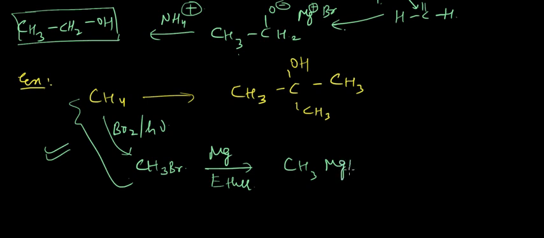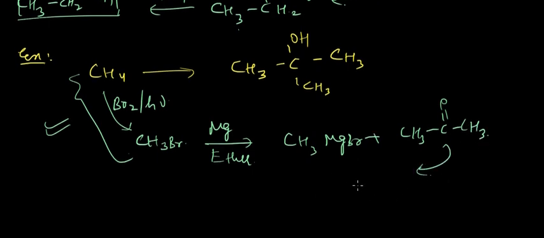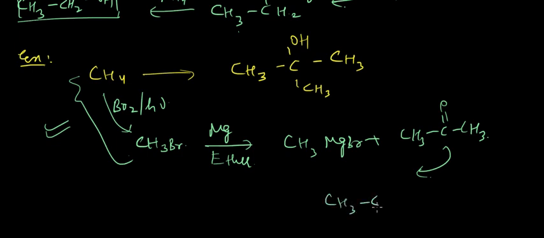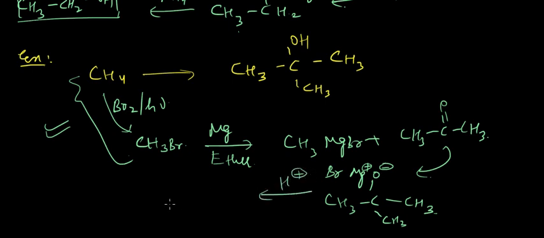We'll be getting CH3MgBr. Next we can react this compound with this compound, and then we'll be getting something like CH3 CH3 CH3 and O minus Mg plus Br. Pass on some acidic medium, and we'll be getting this compound only. This is the required product.